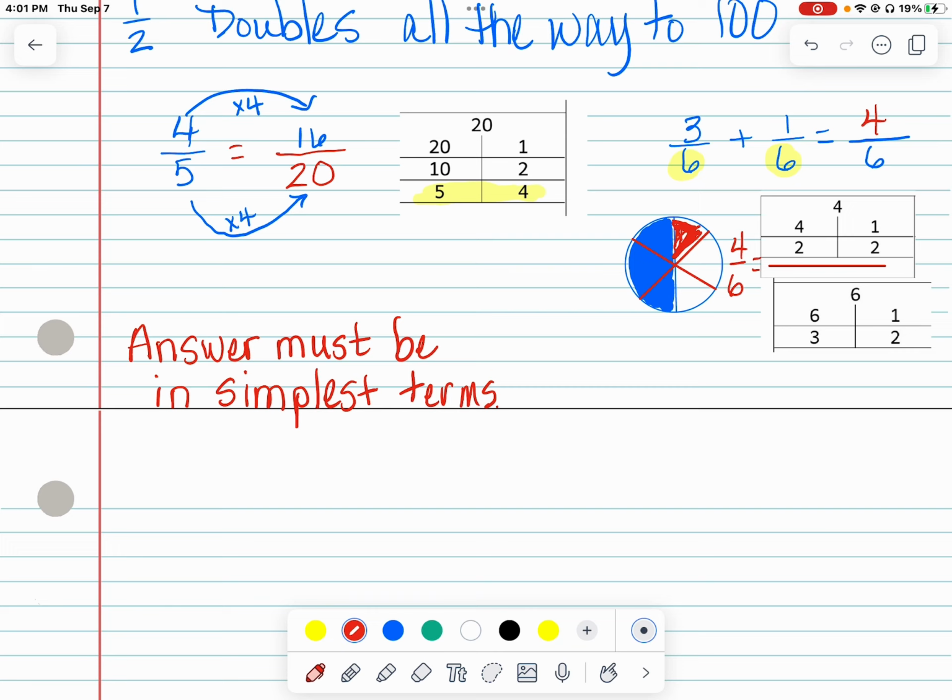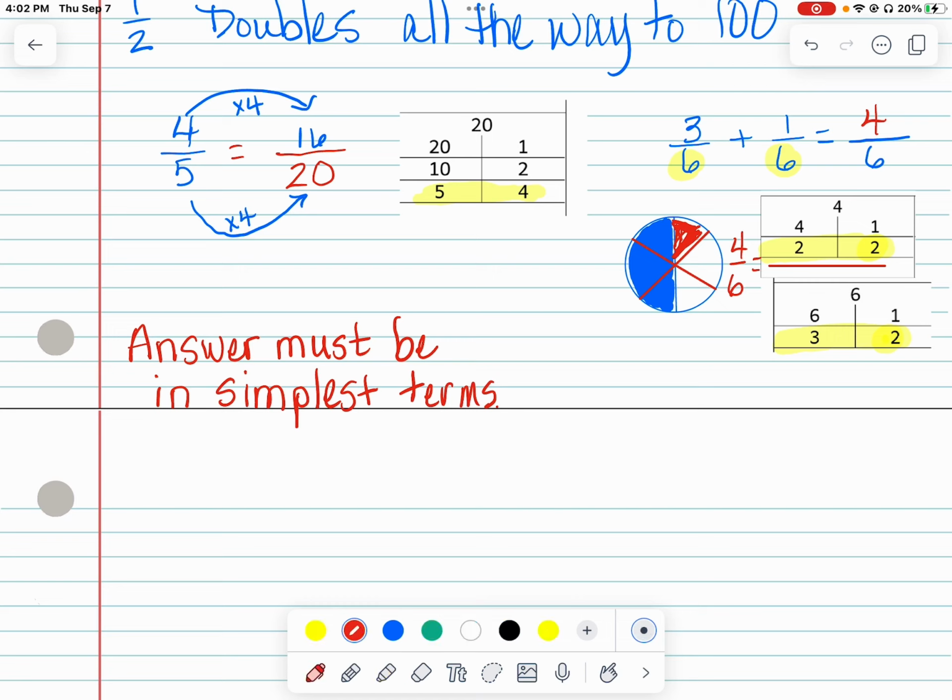And I'm looking for factors that match, that are bigger than 1. And if I look here, 2 is under both. For 4, the factor pair with 2 is 2 times 2. For 6, the factor pair with 2 is 3 times 2.